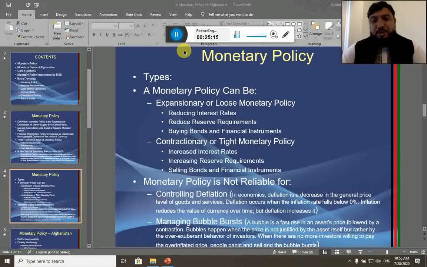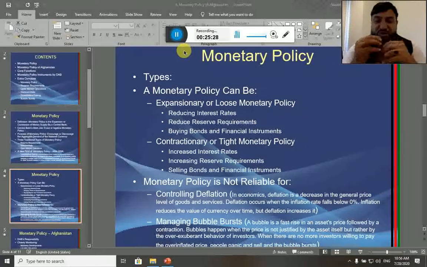Now, monetary policy is good for the proper management of money supply in a country in normal situations, but in an abnormal situation, monetary policy is not reliable for proper management of the money supply. For example, in deflation situations or in bubble burst situations, monetary policy may not work as effectively as it should. So in deflations, monetary policy is not reliable for managing or decreasing the deflations.